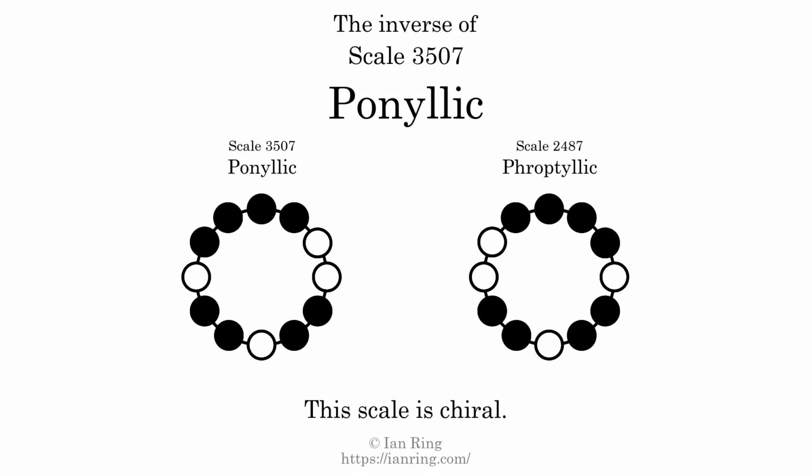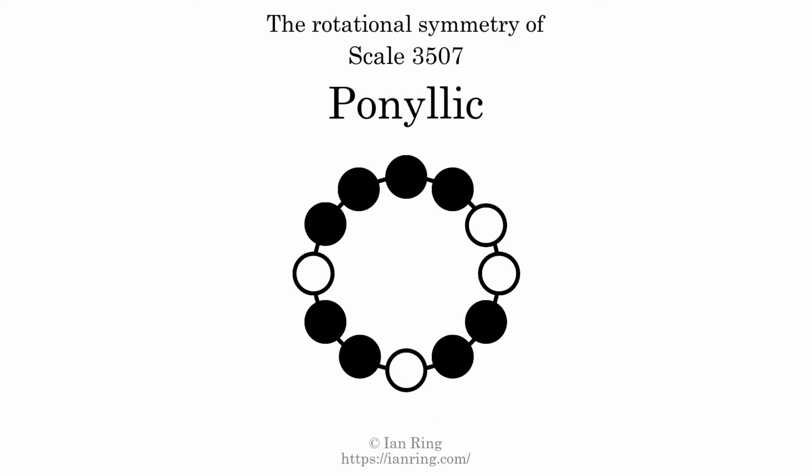The inverse of a scale is a mirror image. It is what you get when the sequence of intervals is reversed. The inverse of this scale is scale 2487, also known as Ponyllic. This scale is chiral. It cannot transform into its inverse by rotational transformation. This scale has no rotational symmetry.